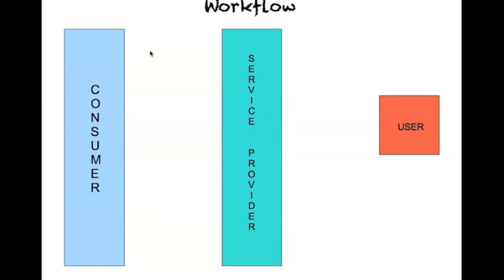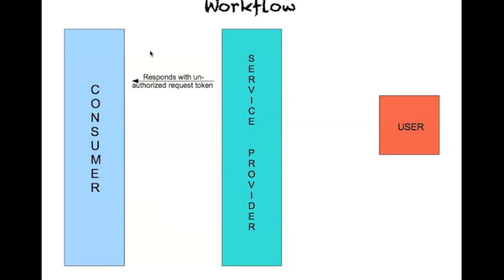Now I'll be discussing the typical workflow of a consumer accessing data from a service provider via OAuth. First, the consumer will ask for a token from the service provider via the request token URL, and the service provider will process the validity of the consumer key and the consumer secret. After this, the service provider will give the consumer an unauthorized request token.